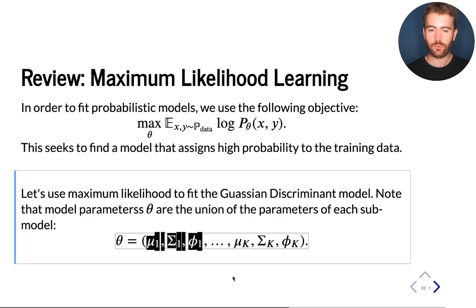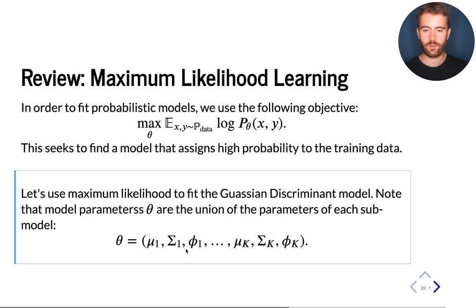These are denoted by the following symbols, and then the entirety of these parameters, this entire set of parameters, mu 1, sigma 1, etc., and everything up to here, is our set of model parameters theta. So theta refers to all of the mu's, sigmas, and phi's for all of the classes. So let's see how we can learn theta from data.